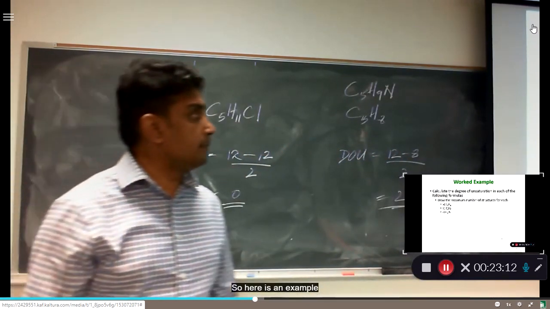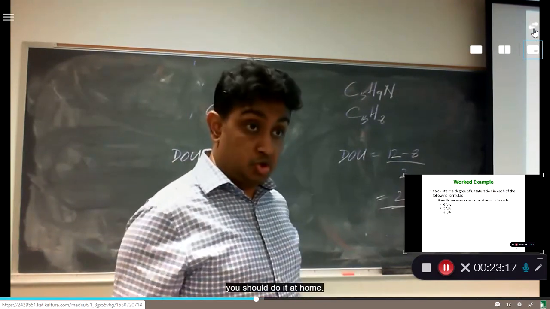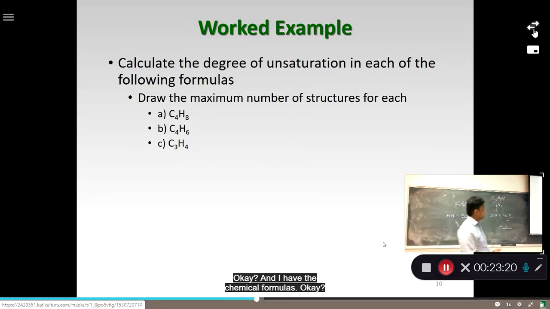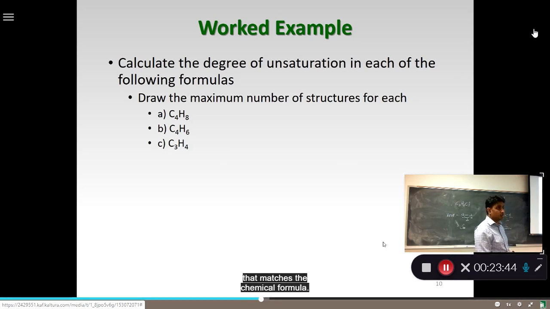Alright, here is an example that you could try at home. Of course, when I say you can try, you should do it at home. I have 3 chemical formulas on this work example. Try to do them individually. You will calculate the degree of unsaturation, and then try to draw possible structures that match the chemical formula. Do you want to do one right now? Let's try A.